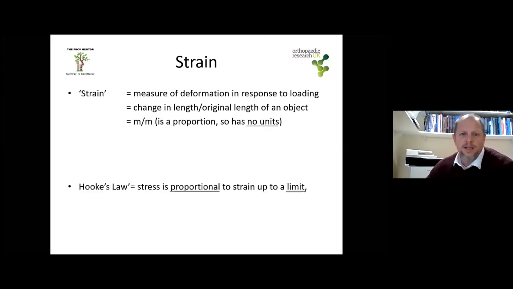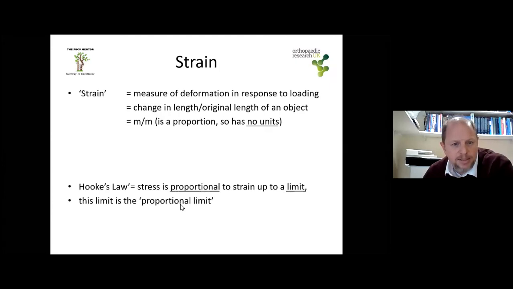And what's interesting about strain is stress and strain are proportional to each other on a graph up to a certain limit. And I'm going to show you that in a second, but that is called Hooke's law. So those two are going to give you a straight line for an orthopedic material up to a certain limit. That means that they're proportional, and that limit, although it does have different names, which I'll go through, is generally referred to as the proportional limit.